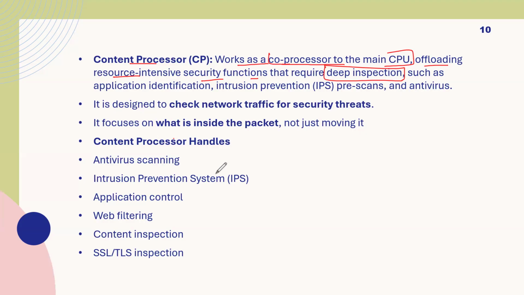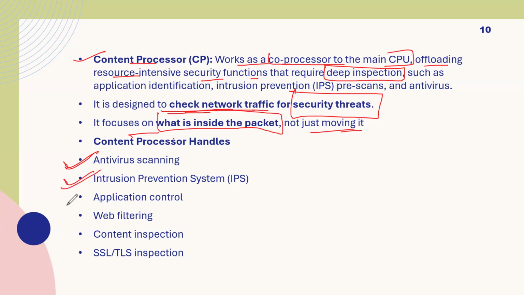A separate content processor. What is the work of this content processor? It is designed to check network traffic for security threats. It focuses on what is inside the packet, not just moving it. The network processor will just move it; the content processor will check what is there in the packet. The content processor handles antivirus scanning, intrusion prevention system, application control, web filtering, content inspection, and SSL and TLS inspection.